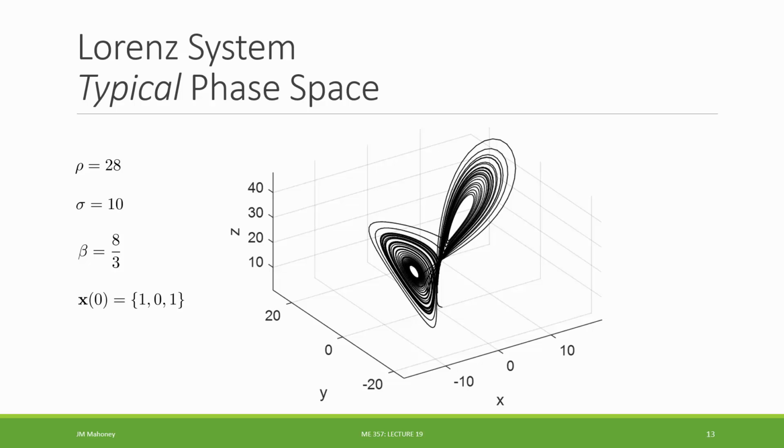So what we're going to look at next is, well, what happens if our initial conditions are slightly different than 1, 0, 1? And then we'll follow that with, well, what if our parameters are a little bit off?